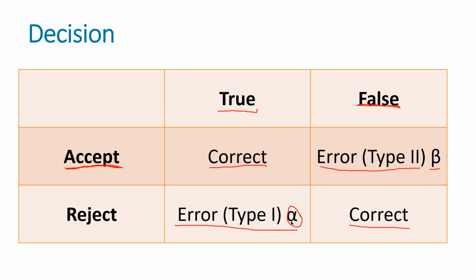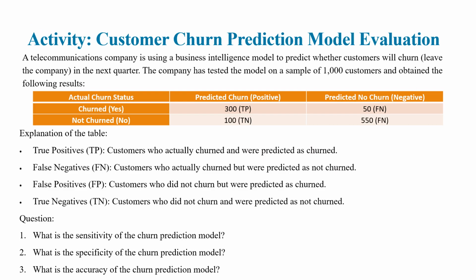So this is already what you learned with these basic ideas in the previous lectures. Now we're learning about the next concept. We have a context like a telecommunication company using a business intelligence model to predict whether the customer will leave the company in the next quarter. The company has tested the model on 1,000 customers and obtained the following results.